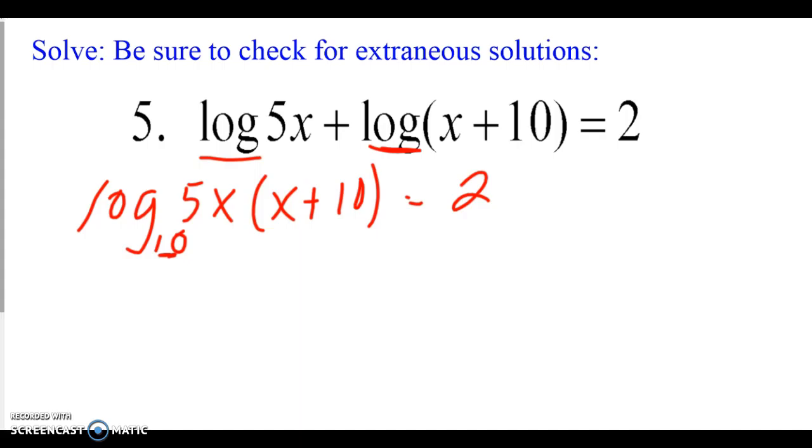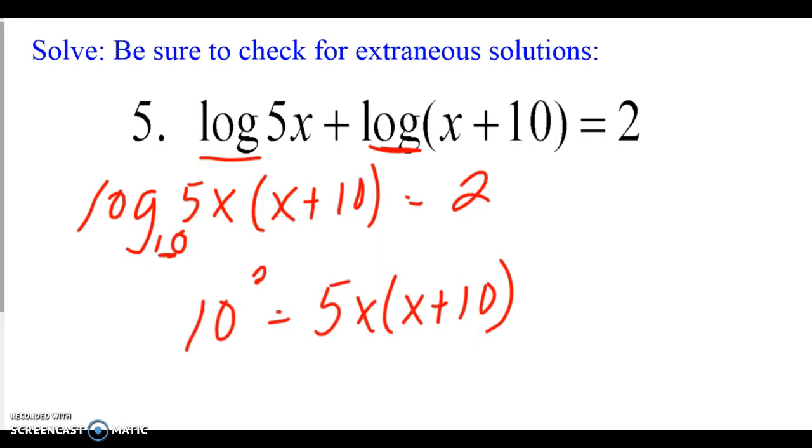Because there's not logs on both sides, we need to just take 10 to the power of 2 equals 5x times x plus 10. Base to the power equals the number. So go ahead and solve this out.